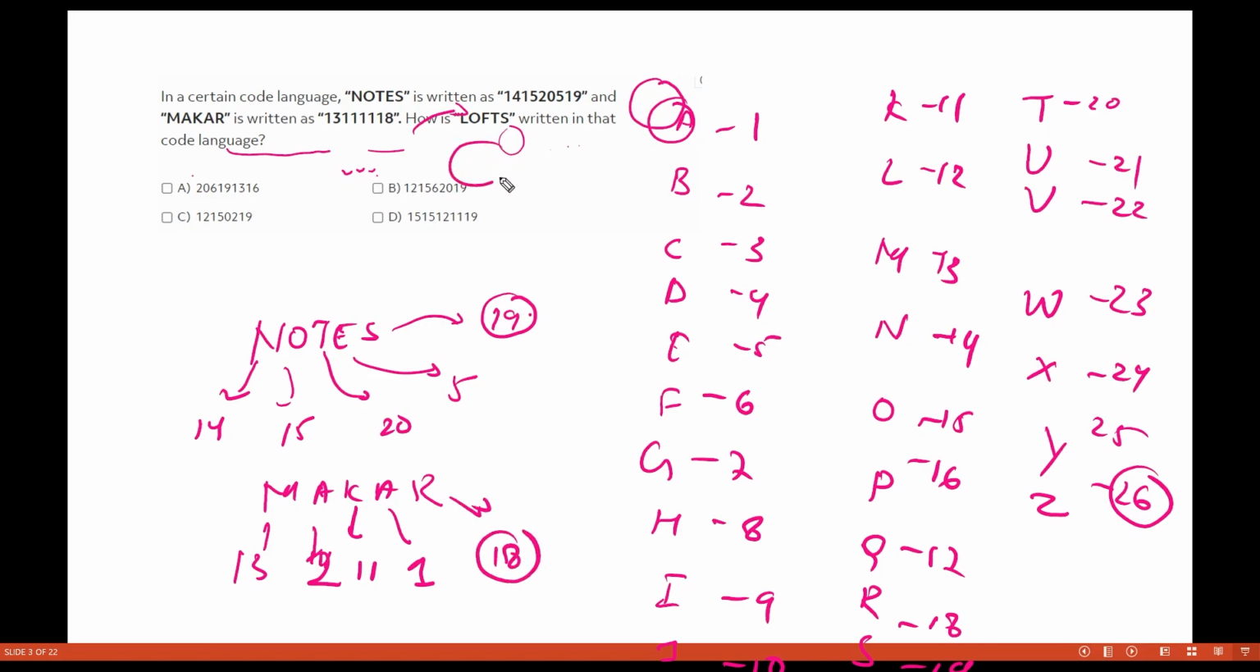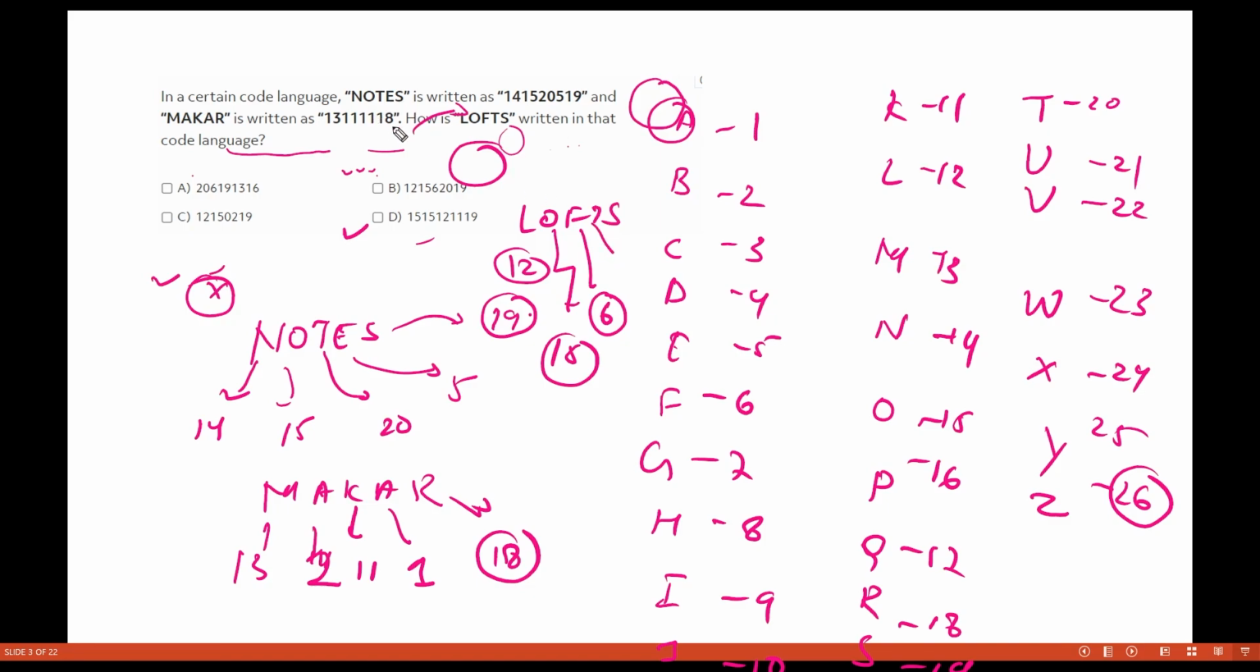So now we have to decode lofts. L is 12. So now you know either C or B will be our answer. O is 15. Now also we know either C or B will be our answer. F is 6. Now you know C is not our answer. Then obviously you can go for T, which you know is 20. And S you know is 19.